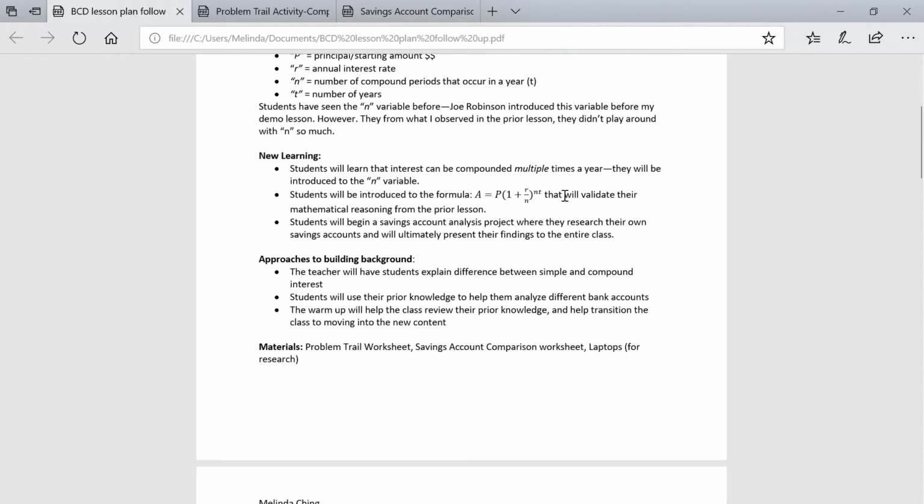I will write this on the board and have them try to understand, why are we dividing by n? And why are we multiplying by n right here? Maybe I'll have a turn and talk discussion, but what I want them to realize is that we divide by n because if we have an interest rate, it's being split up, divided among the number of times per year. And the time in the exponent has to be multiplied by how many times it is compounded per year.